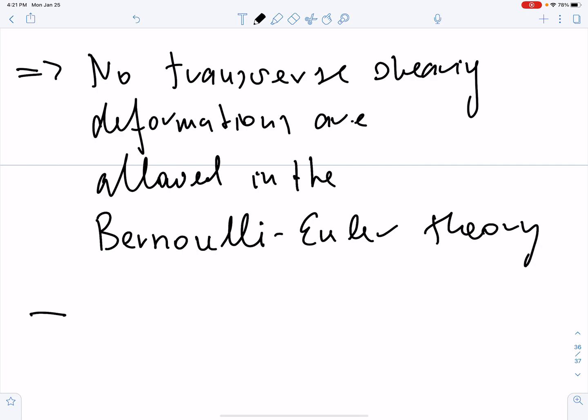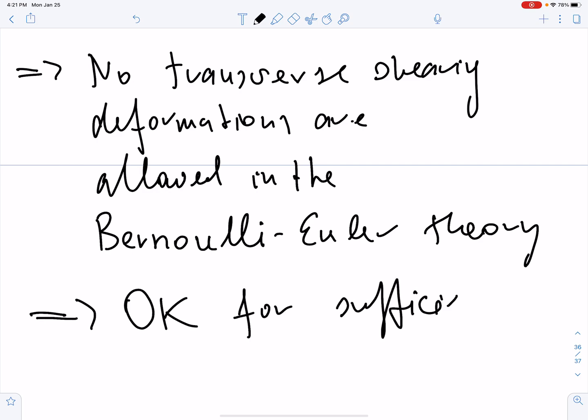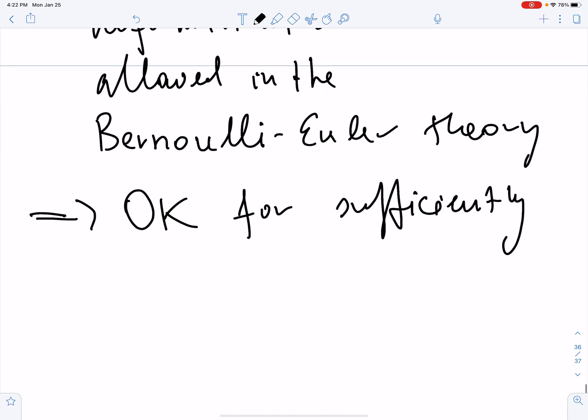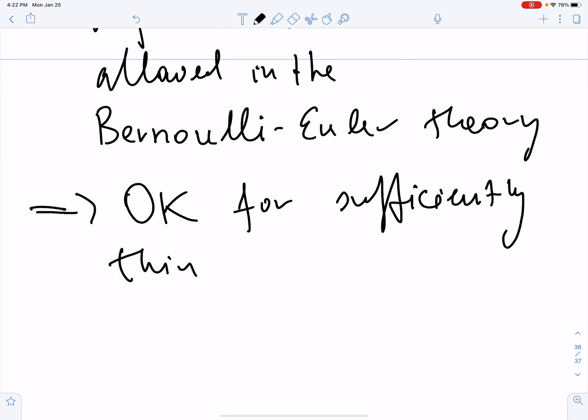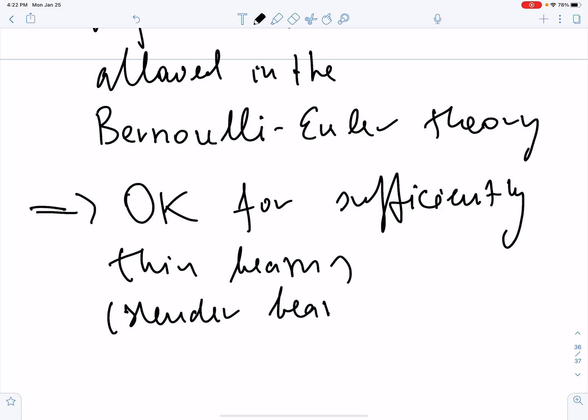And this assumption is okay for sufficiently thin beams, okay, or slender. Okay, if they become sort of more three-dimensional, they get a little bit thick, compared to the length, then in order to get a better theory, you need to start accounting for the transverse shear deformations. But for our purposes, we don't need it.